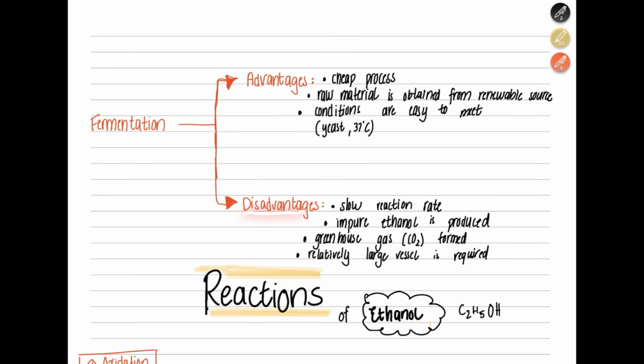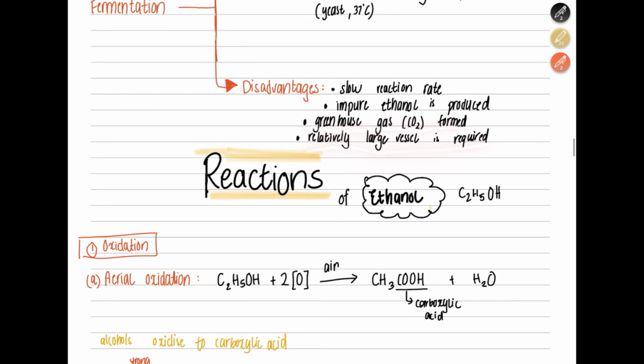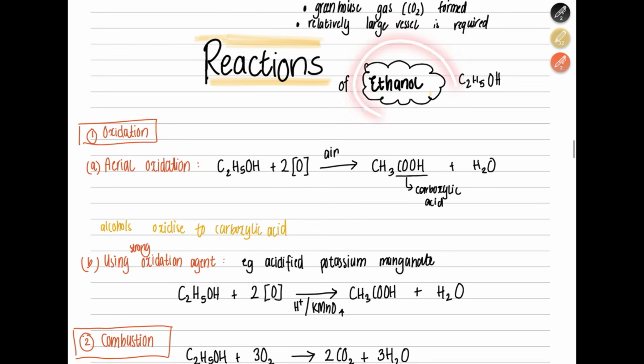The disadvantage is that it's a very slow reaction. Impure ethanol is produced. You have to concentrate it using fractional distillation and filter out the yeast. Greenhouse gas, carbon dioxide is formed, and then a large vessel is required. Let's look at some of the reactions of ethanol.